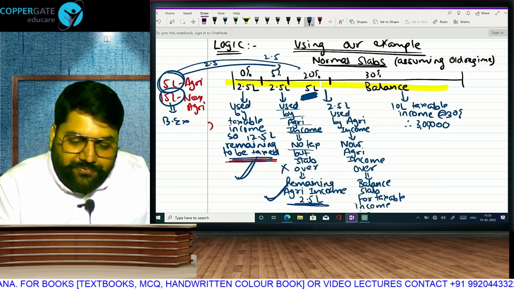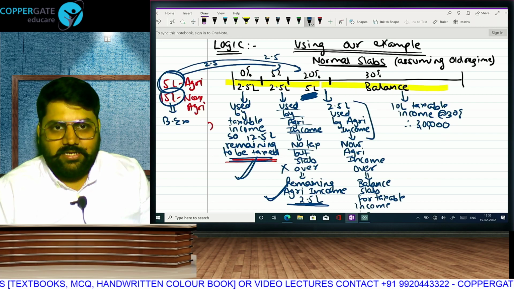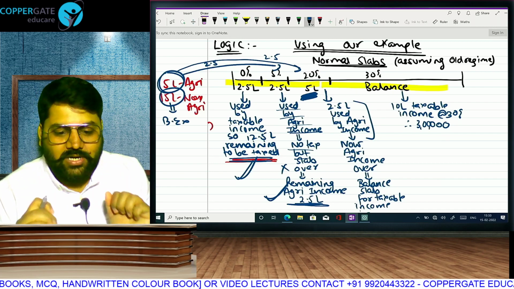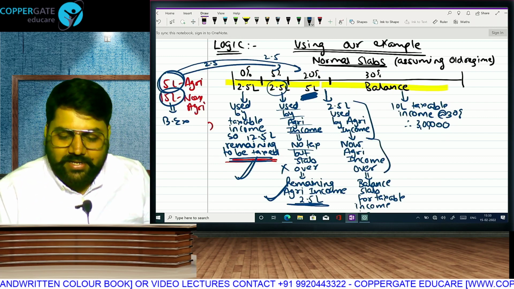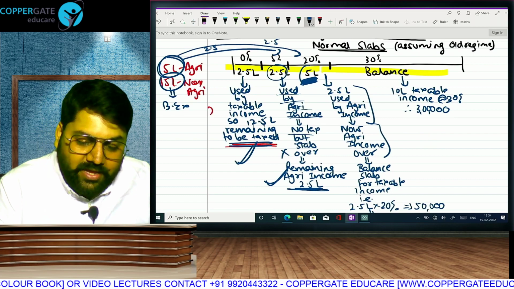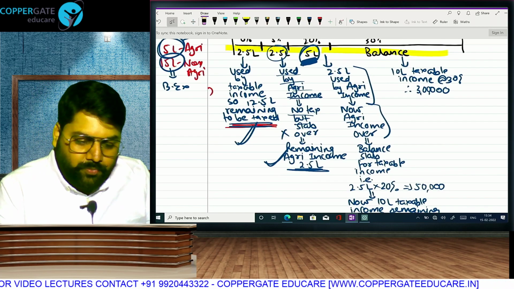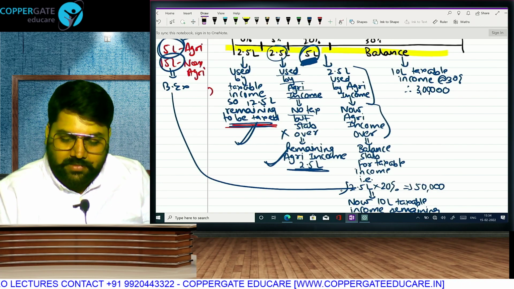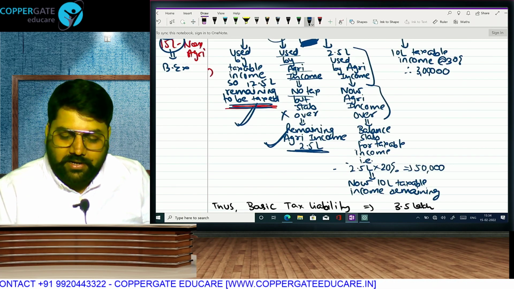In this slab, out of 5, 2.5 is consumed. 2.5 lakh will be used by agriculture income, because total is only 5 lakh and 2.5 is already consumed over here. Now the agriculture income is over. But do we still have balance slab? Yes. Out of 5, if agriculture income has consumed 2.5, then the remaining 2.5 will come from taxable income. The balance slab will be available for taxable income, and that 20% will apply.